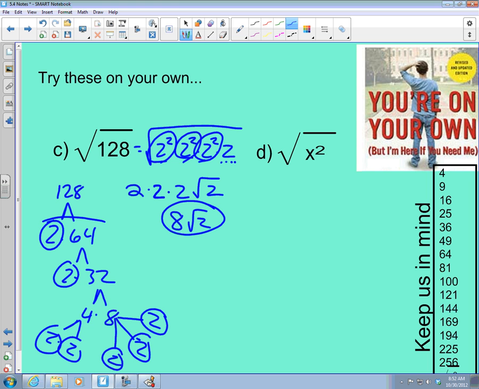Now we could have done that right here. Square root of 128 is the square root of 2 times 64, which is equal to the square root of 2 times the square root of 64.